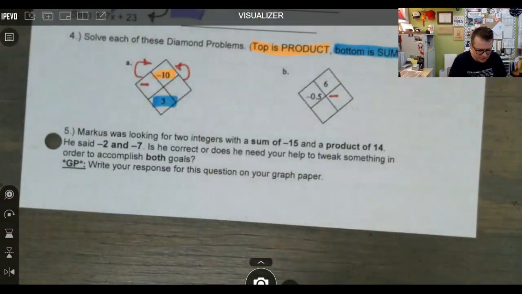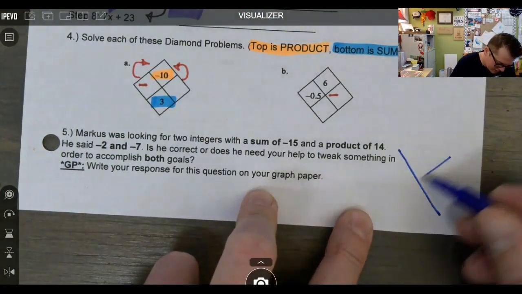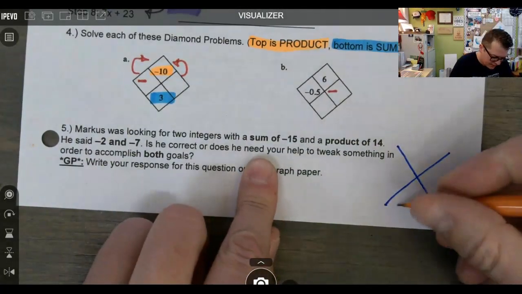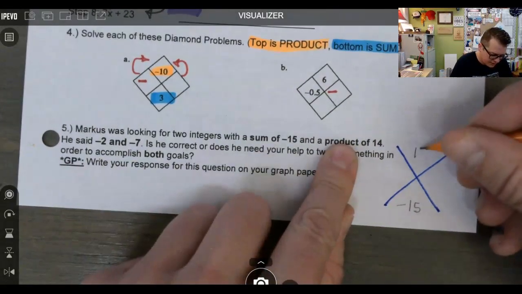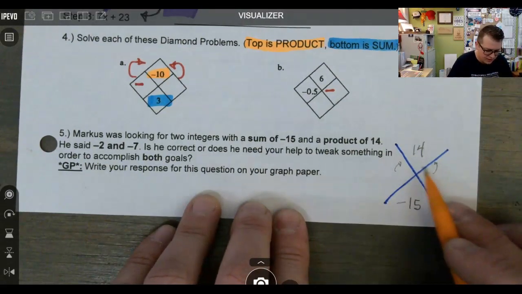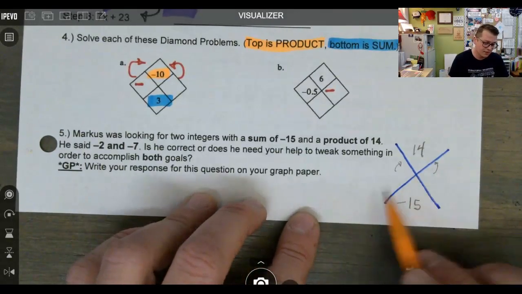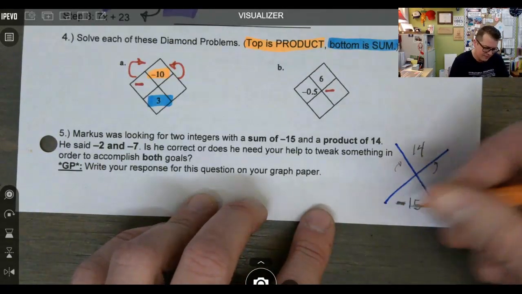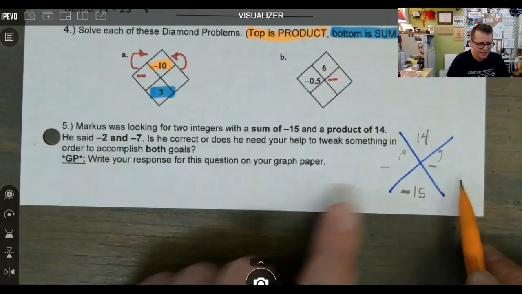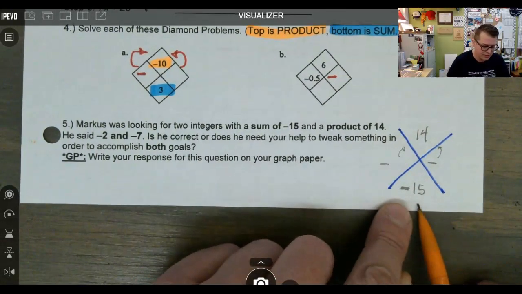Marcus, my man, you're essentially doing a diamond problem. So I'm just going to go ahead and draw this, but with a pencil so I can figure it out. Sum of negative 15, that would go on bottom. Product of 14, that would go on top. So again, we're trying to say two numbers are going to multiply and make a positive. So we know these either both have to be positive or both negative. And since the sum is negative, that tells us both of these are going to be negative. All right, now Marcus said negative 2 and negative 7. That would work for the 14. It would not work for negative 15. So Marcus, I'm sorry, dude, you made a mistake.